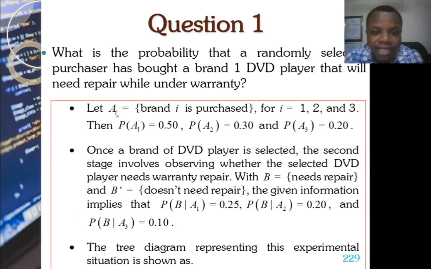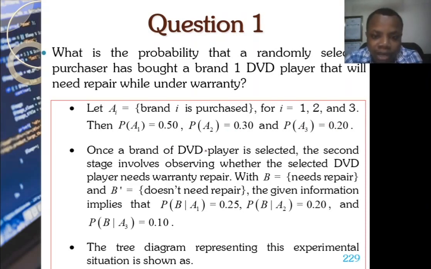Let the event A be equal to the kind of brand the purchaser had purchased. And remember, we have brand 1, brand 2, and brand 3. So from the question, we have the probability of purchasing brand 1 to be equal to 50%, and probability of purchasing brand 2 to be equal to 30%, and probability of brand 3 to be equal to 20%.